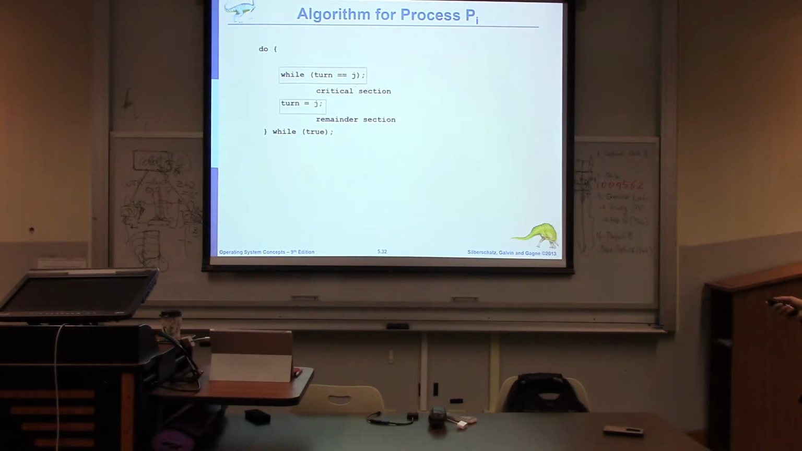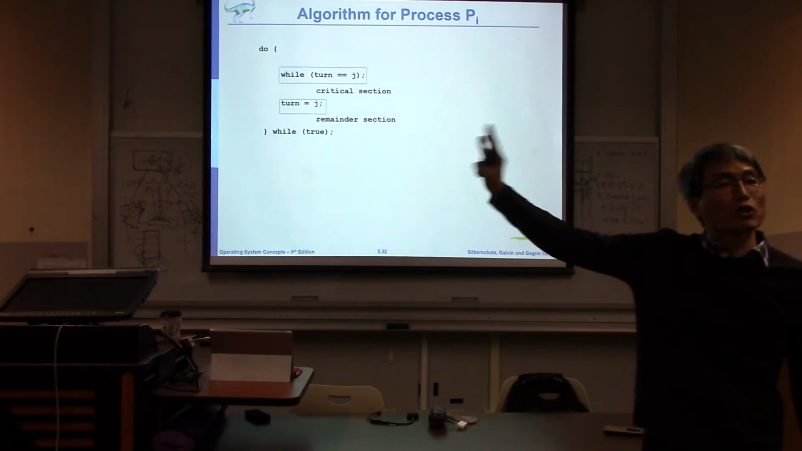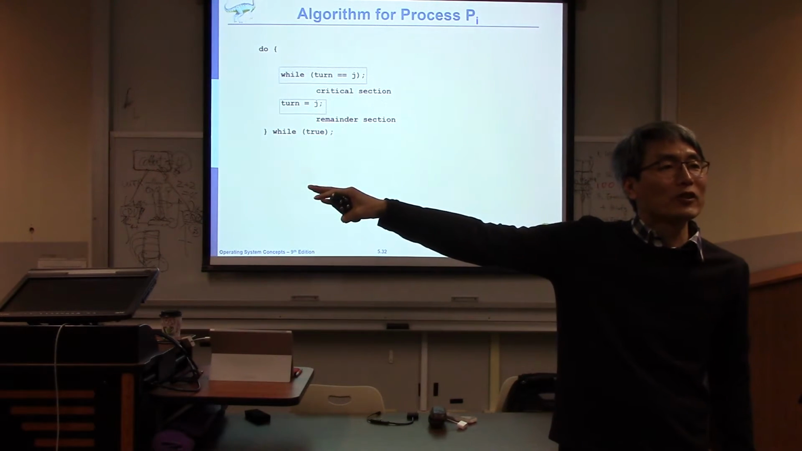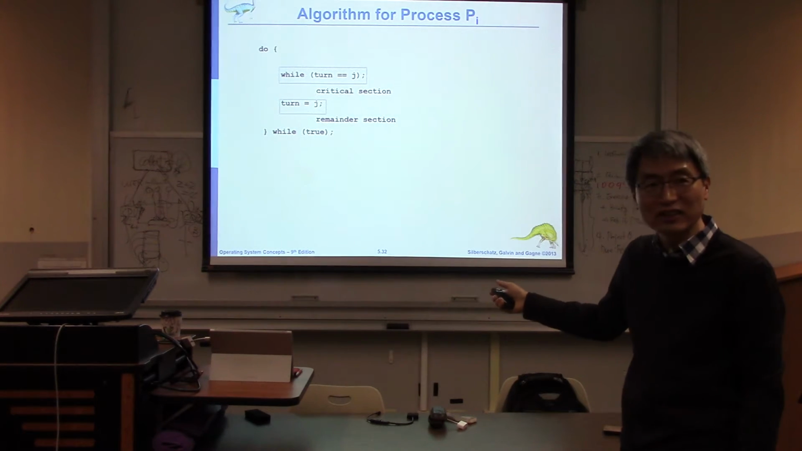So for example, this part, whatever your code is in your application. Critical section, accessing the shared data. This is the other, non-shared data access. Before you enter, what does it mean? While turn is equal to J, it's the code of process I. If turn is equal to J, it means another process is using it. Is it true or false? True. Okay? So can you enter the critical section?